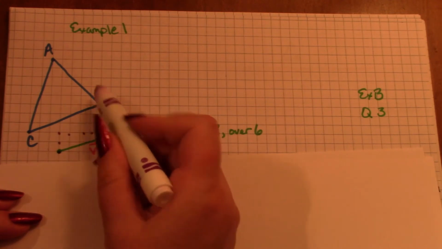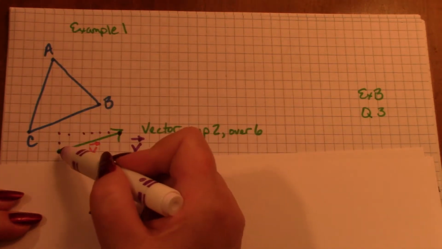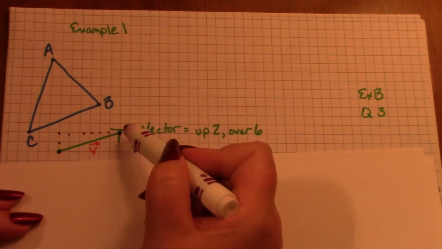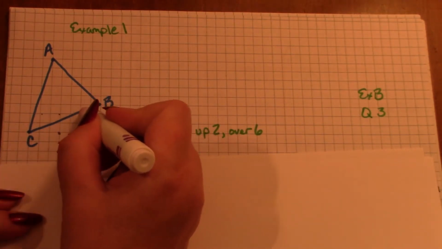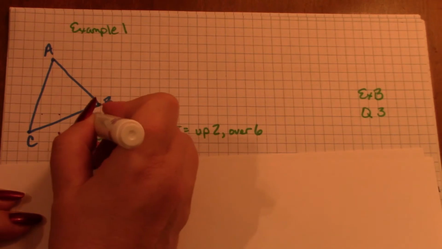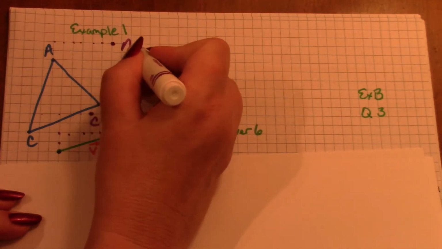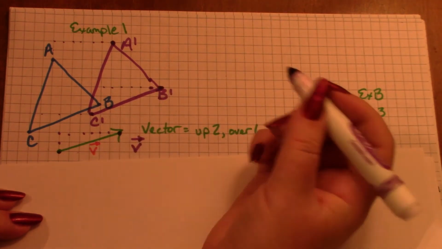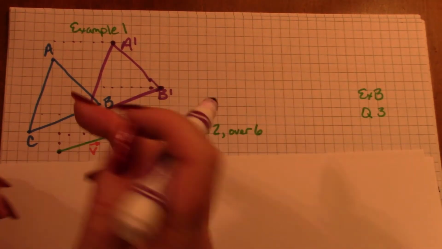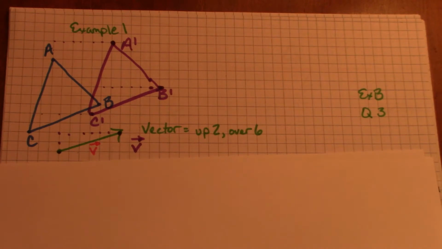So every point we have to move up 2 and over 6. Up 2 and over 6. And this is C prime, and this is A prime. Now when we connect these dots, we have the exact same shape in the exact same size.